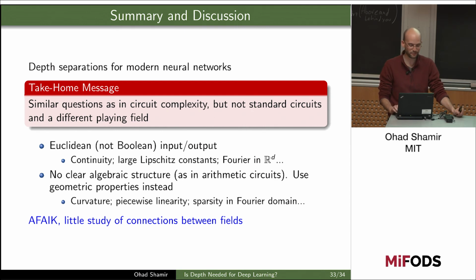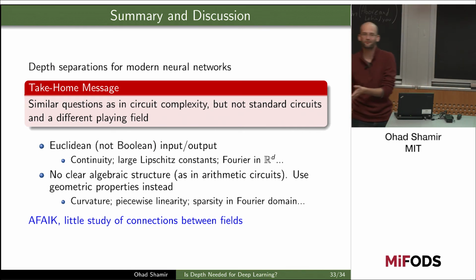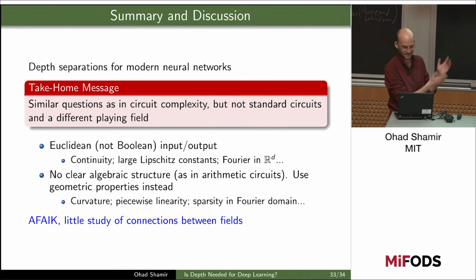And so just to summarize, the take-home message that I hope I was able to convey is that these are questions which are very, very similar to circuit complexity. So I think they should be interesting to circuit complexity people, but it's really not just the same old circuits. They have a different structure, it's a different playing field, different techniques apply, different ideas, things which seem impossibly hard in threshold circuits are possible in these kinds of neural networks. And I think these are nice questions to think about. And again, as far as I know, currently there is very little study of the connections between the two fields.